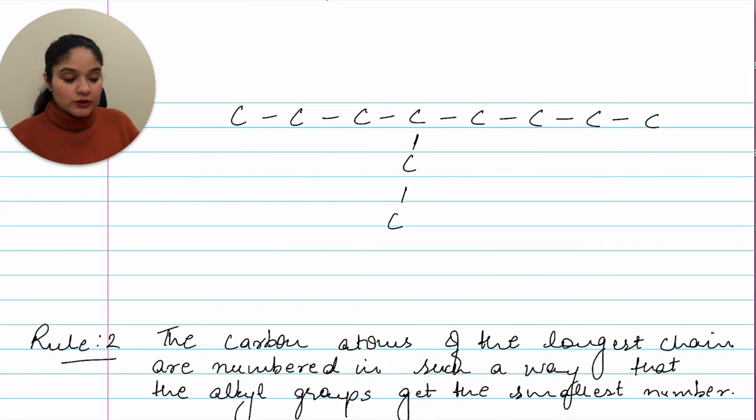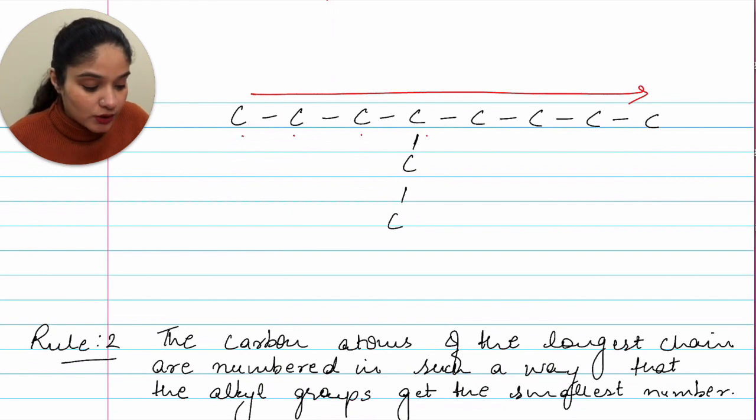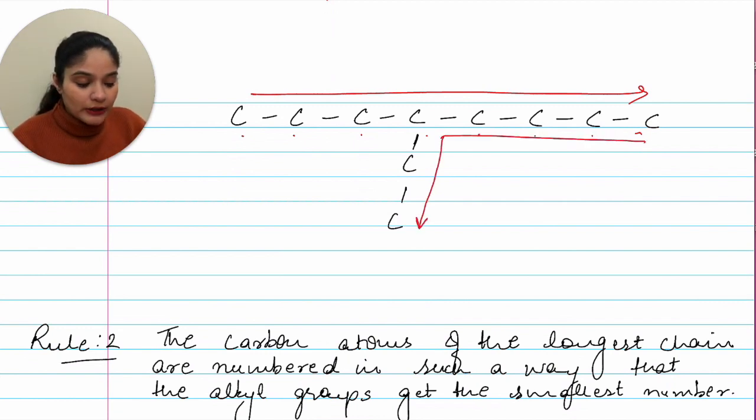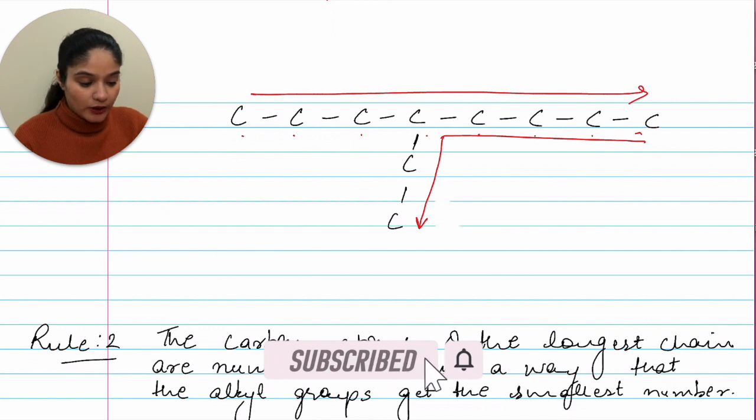Moving on to this one. Now, a lot of students can go as the longest chain as straight. So if I go straight, how many carbons do I get? I get 1, 2, 3, 4, 5, 6, 7, 8. I get 8 carbons if I go straight. Now I'll just quickly check. If I go like this, how many carbons am I getting? 1, 2, 3, 4, 5, 6, 7. So no, this is not my longest carbon chain.